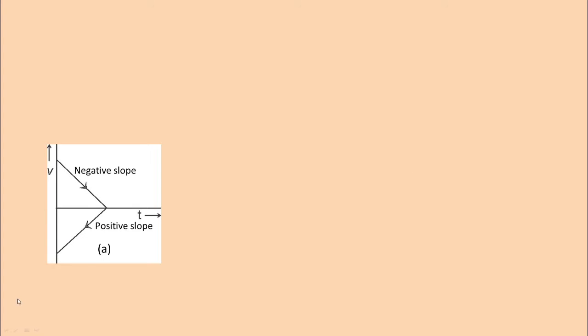See, this is the first graph, option A. The slope of the first line here is negative. This part has got positive slope. We'll see how this is not the correct answer.